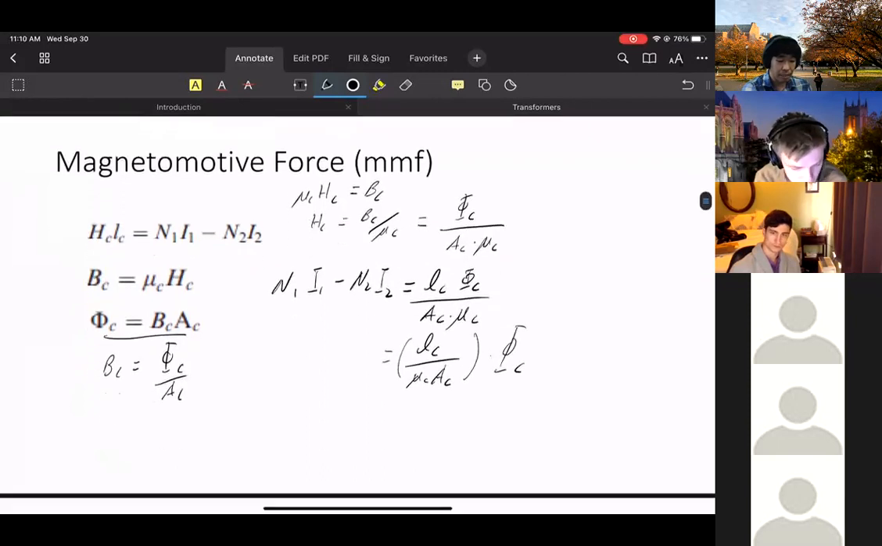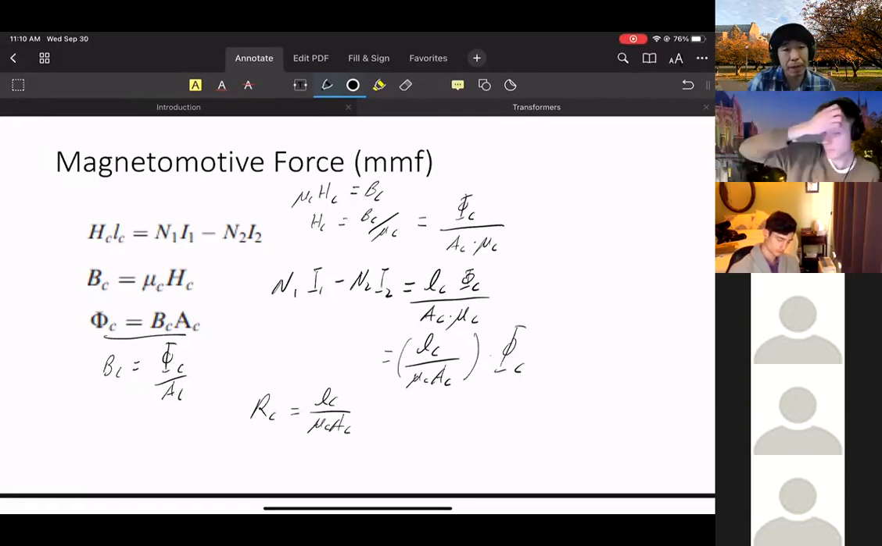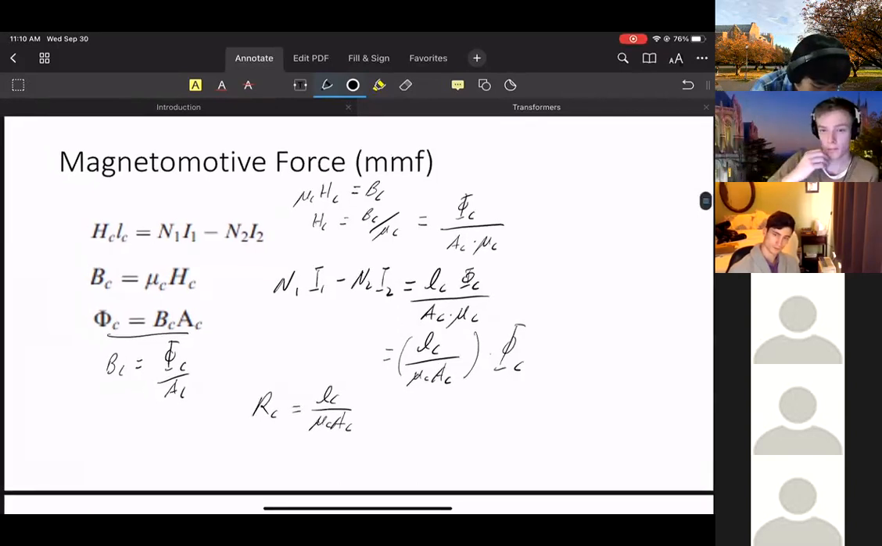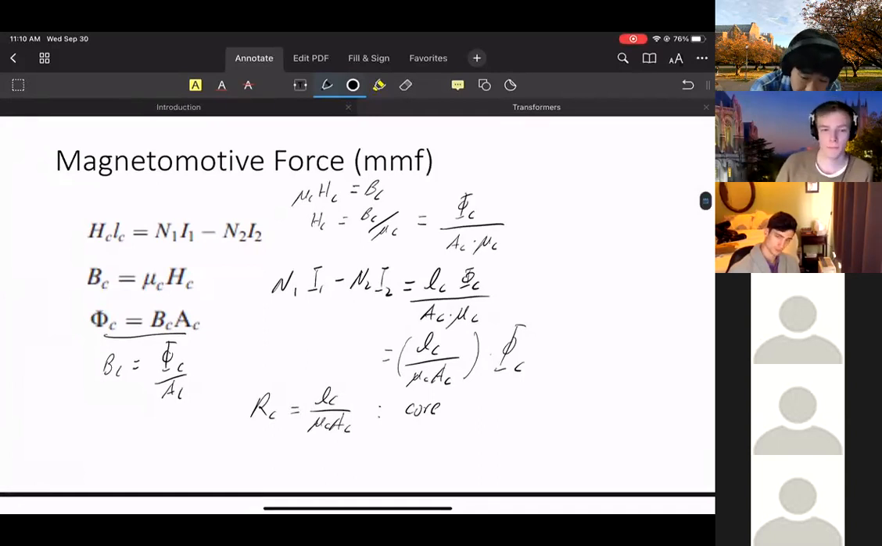Let's look at what this means. We basically have a magnetic force on the right-hand side. And we'll define this RC as a coefficient. Remember LC, mu C, and AC are the three parameters defined by how we make the transformer. There's the permeability of the transformer, which is the material, LC, how large it is, and AC, how large it is. All this combined, we can combine into a number. This is called the core reluctance.